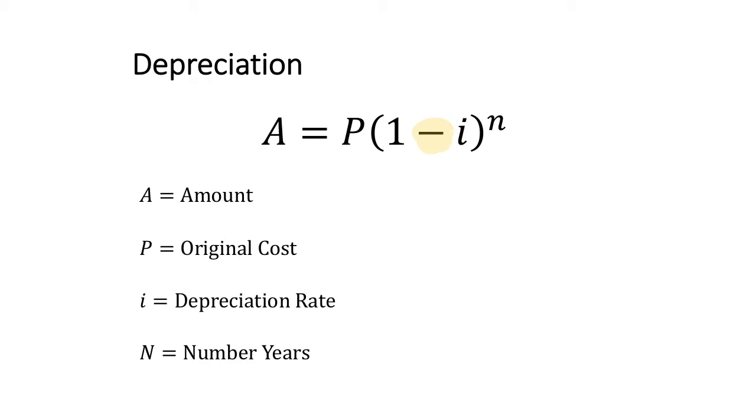A is going to be the amount after the period of time, P is going to be the original cost of the plant and equipment, I is going to be the yearly depreciation rate, and N is going to be the number of years. So let's have a look at an example of how we can apply this formula to be able to calculate depreciation.